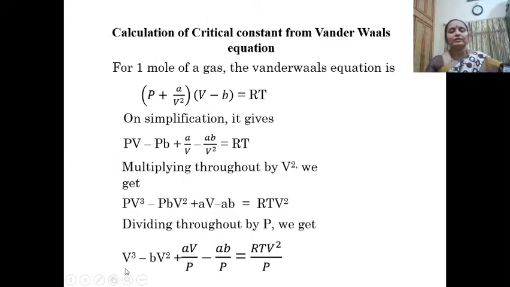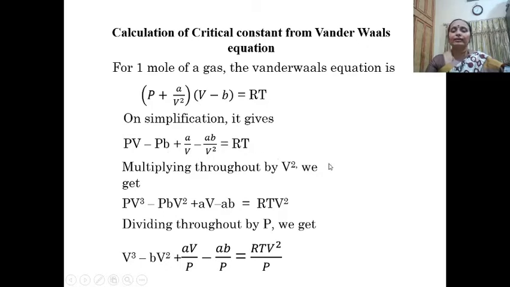The next concept is going to be calculation of critical constants from Vanderwaals equation. We know the Vanderwaals equation is given by the expression (P + a/V²)(V − b) = RT. This is the Vanderwaals equation for 1 mole. When I simplify this equation, it comes to be PV − Pb + a/V − ab/V² = RT.